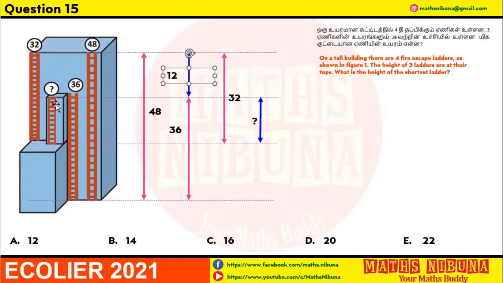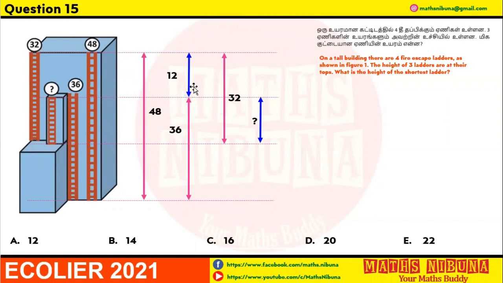That means this height, from the second building to the top building, the tallest building, is 12. That is what we found first. Now we look at the other two lines, this line and this line. That means from this building to this building is 32. It's given, this ladder is 32.